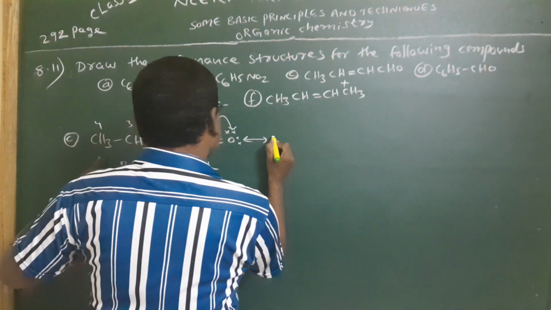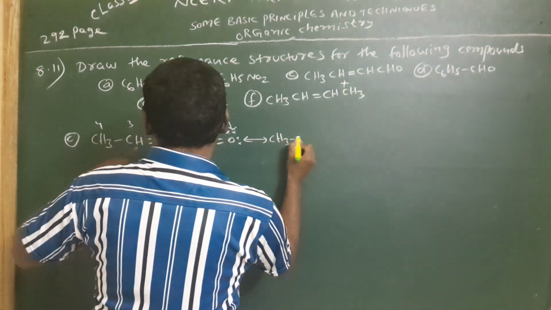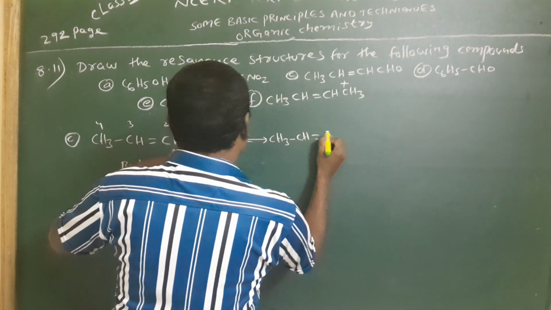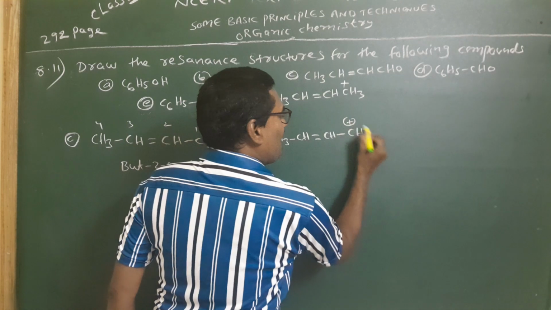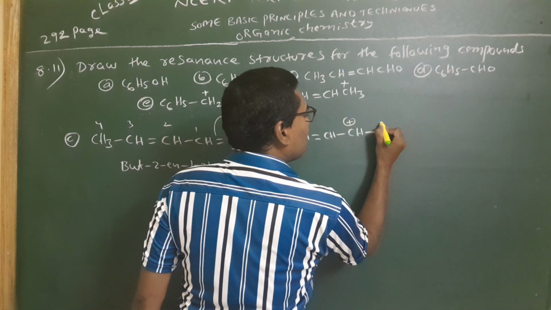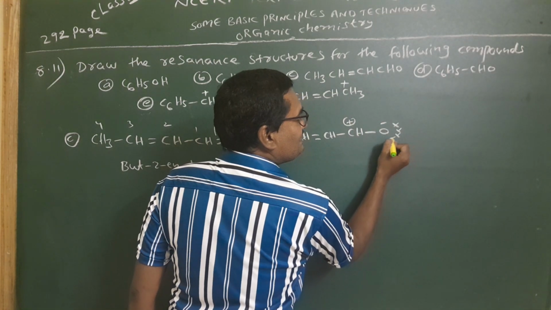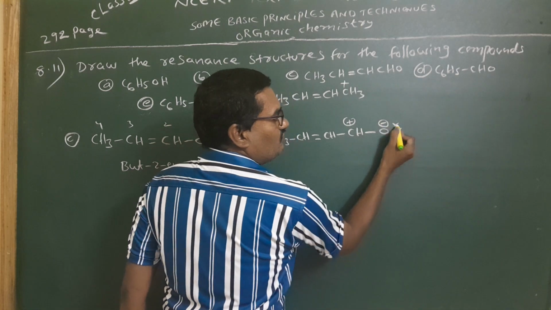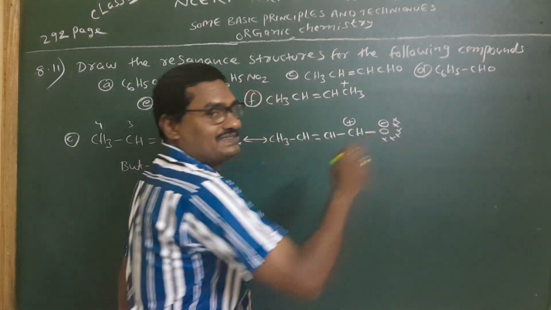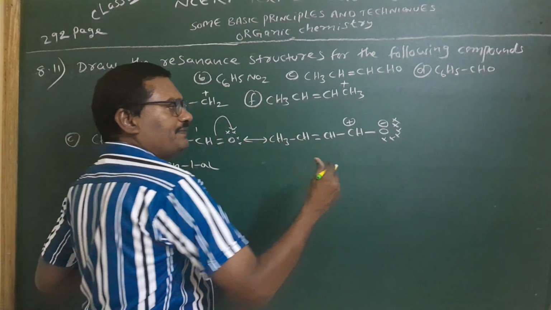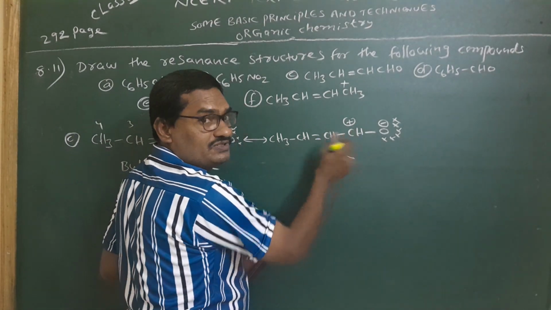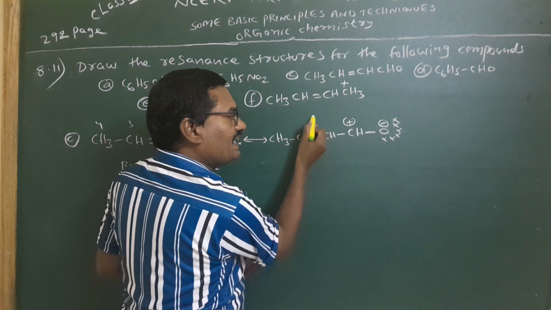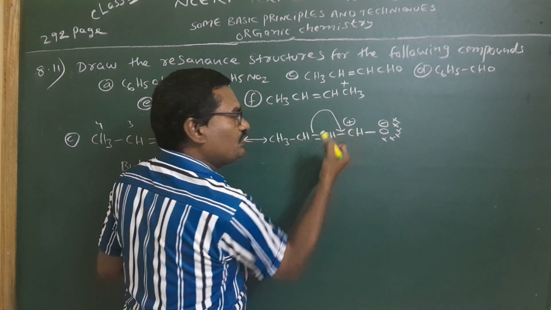Then the resonance structure is CH3, CH, double bond, CH, CH plus, and a single bond O, which contains minus and has 6 electrons. It has 1, 2, 3, 4, 5, 6 electrons. Again, plus, single bond, double bond, conjugative. So again in another structure, the pi bond converts into this place.